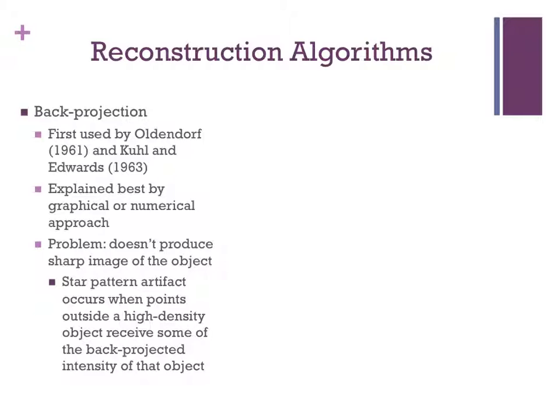I want you to refer to figure 5.6 on page 105 in your book for a picture that lays out the back projection process. This was first used by Oldendorf in 1961 and Kuhl and Edwards in 1963, and it's explained best by the graphical or numerical approach. The problem with it is that it doesn't produce a sharp image of the object. A star pattern artifact can occur when the points outside a high-density object receive some of the back projected intensity of that object.